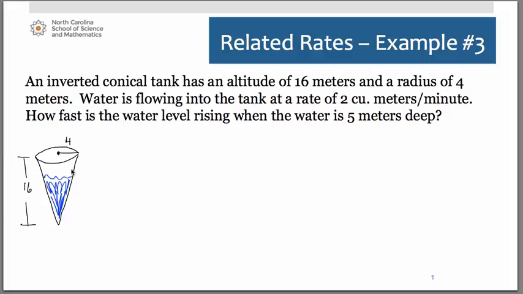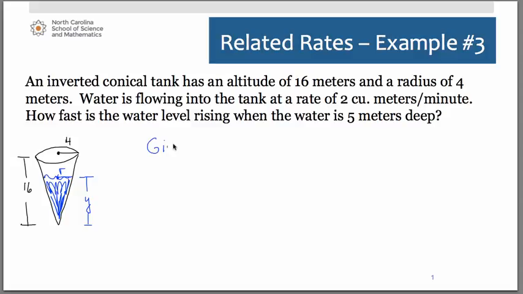Now, this is a cone. So what is going to be changing are both the height of how much water is inside the cone, but also the radius is going to be changing. So in this case, we have two variables to deal with. So let's think about what it is we're given.